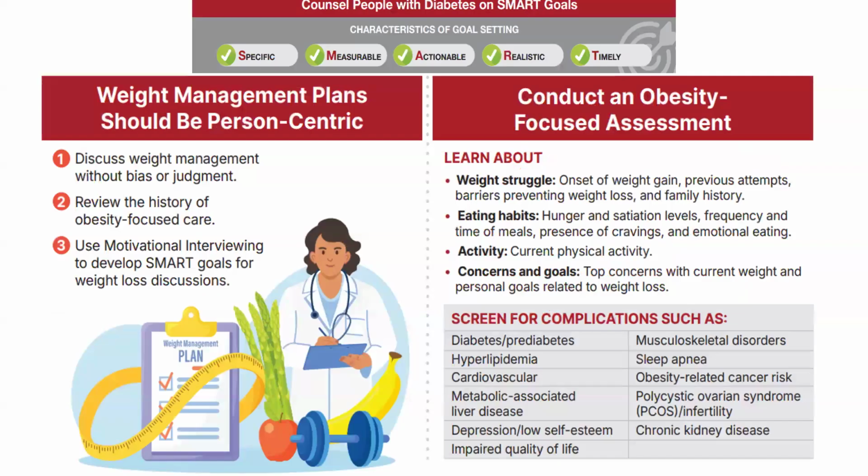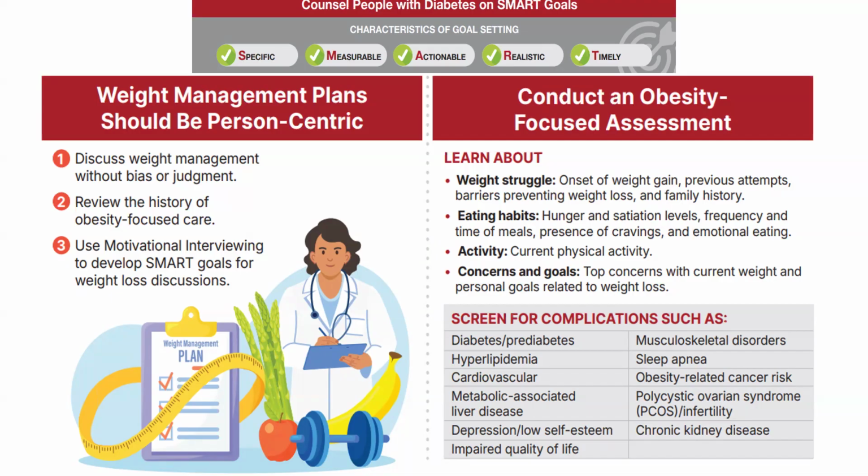So, talking about SMART goals first. We should try to be specific in terms of weight loss management, have a measurable goal, have an action plan in place, and always be realistic and do it in a timely manner. Always discuss weight management with our patient without any bias or judgment. Review the history of obesity-focused care. Use motivational interviewing to develop SMART goals for weight loss discussions. So we should always be person-centric.